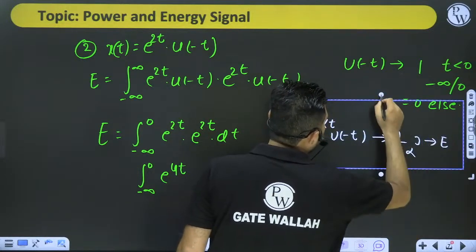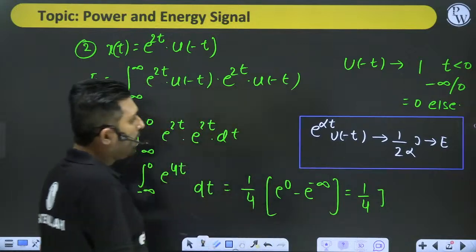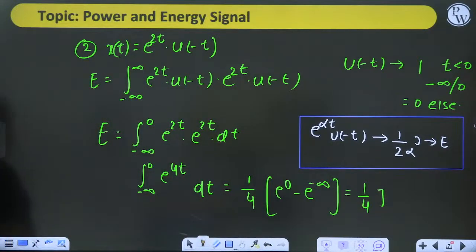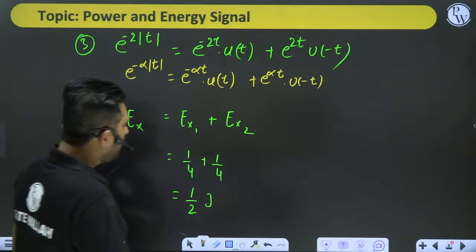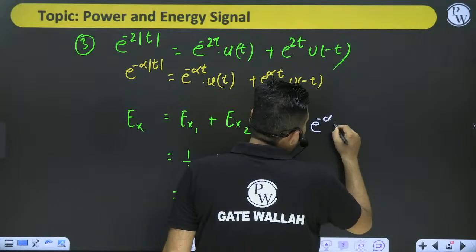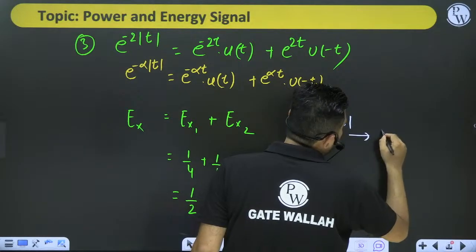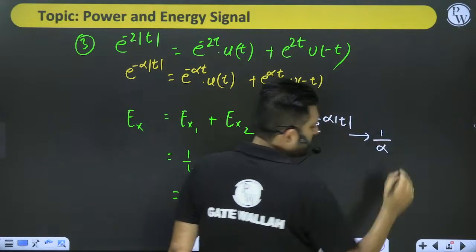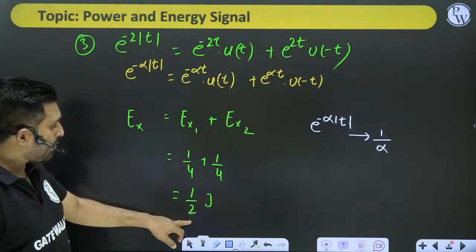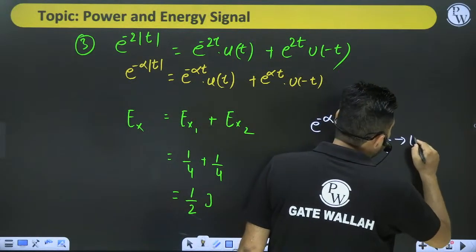So this is again an energy that you have to take care of, and hence if I have, let's say, e to the power minus alpha mod t, then the energy would be 1 by alpha. That's the reason why 1 by 2 joule comes into the picture, and hence it's the energy Ex.